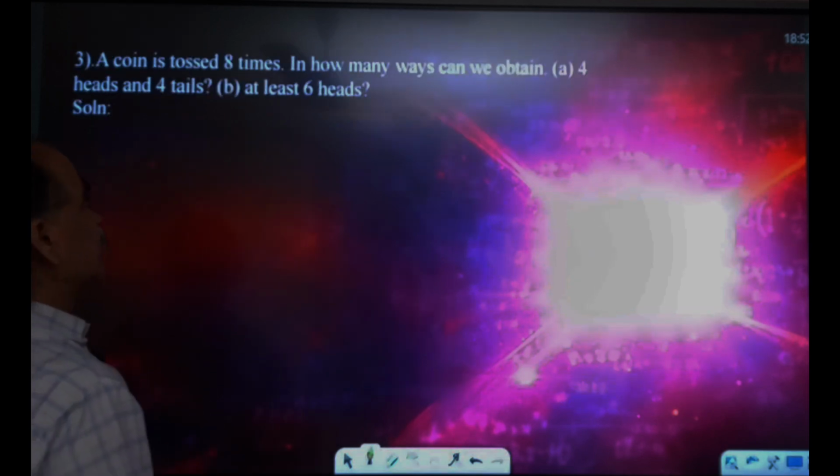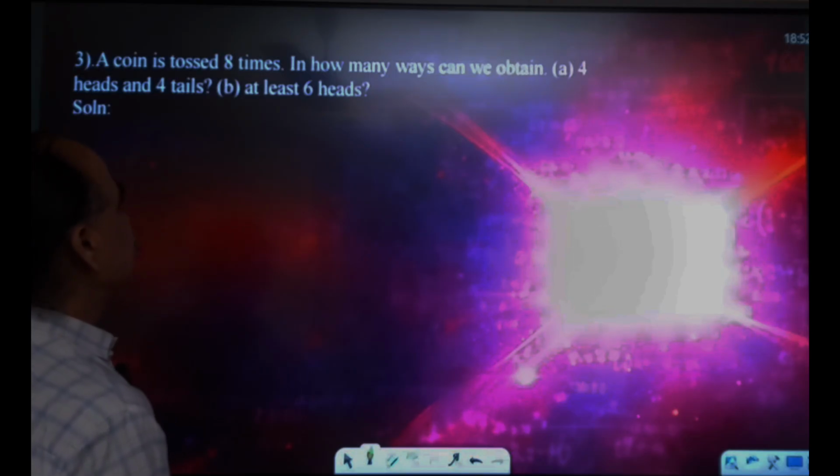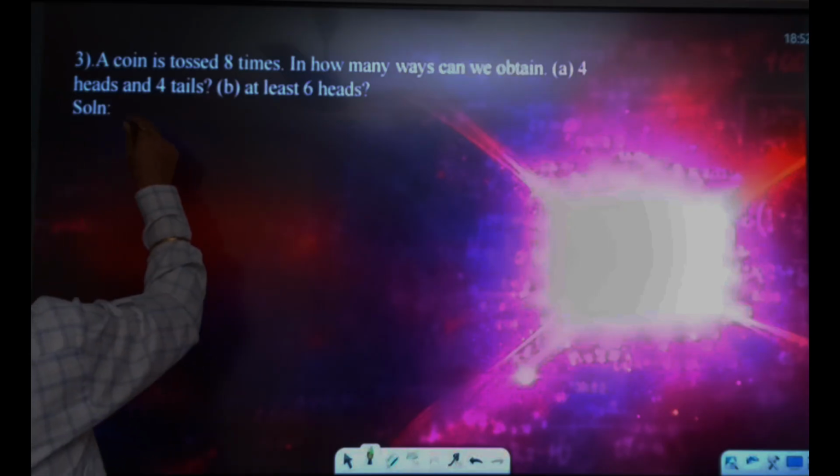A coin is tossed 8 times. In how many ways can we obtain: number 1, 4 heads and 4 tails; number 2, at least 6 heads?